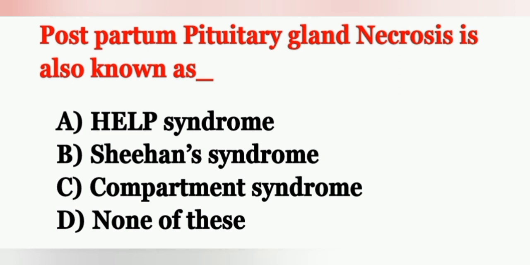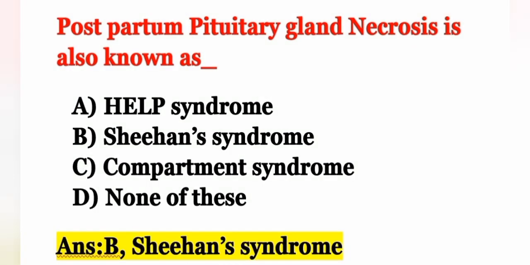And the next question, postpartum pituitary gland necrosis is also known as? Options: option A HELLP syndrome, option B Sheehan syndrome, option C compartment syndrome, and option D none of these. Postpartum pituitary gland necrosis is also known as Sheehan syndrome. Option B is the correct answer. This occurs due to postpartum hypopituitarism. Move on to the next question.